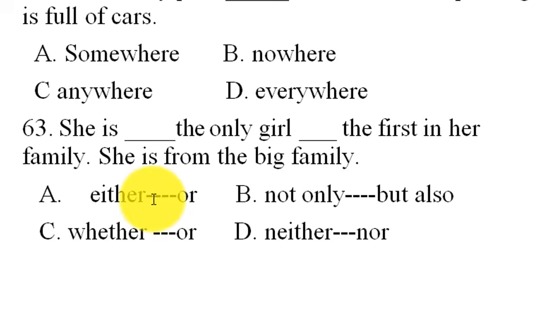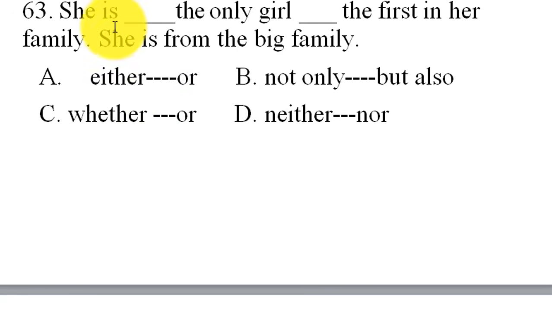Exactly. Right. This is the correlative conjunction question. Correlative conjunctions are found in pairs. Either or, one of the two. Whether or, when someone is in a dilemma. Not only but also, and neither nor, not the one, not the other, none of the two. Those are called correlative conjunctions. She is blank the only girl, blank the first in her family. She is from a big family. Clear question. Neither nor. She is neither the only girl, nor the first in her family. She is from a big family.